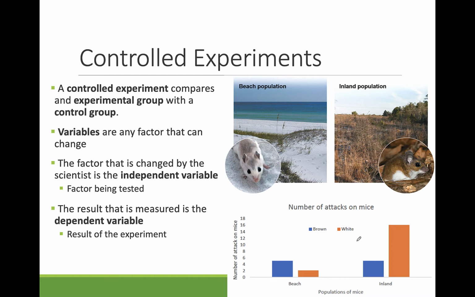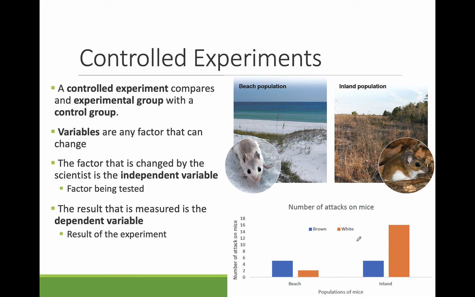A good experimental design will test only a specific variable that the scientist is interested in. An experimental group or a test group is exposed to the factor being tested. It must be compared to a control group that is not exposed to the factor. The control group provides a baseline for comparison. This ensures that any differences are due to the factor being tested.